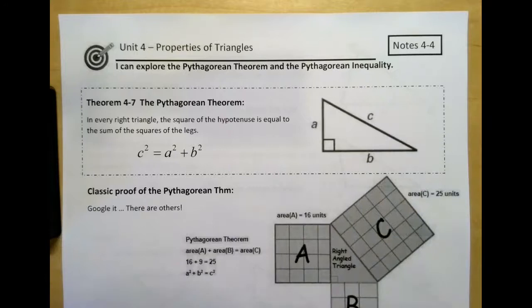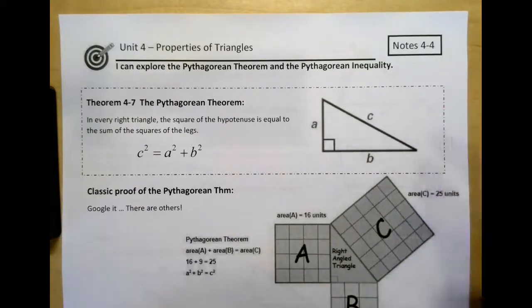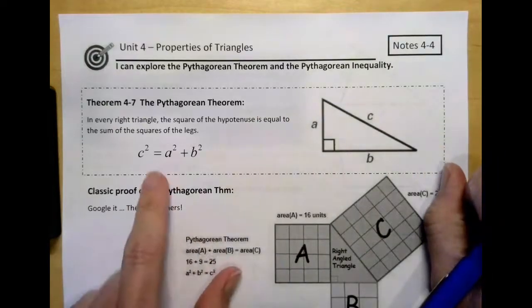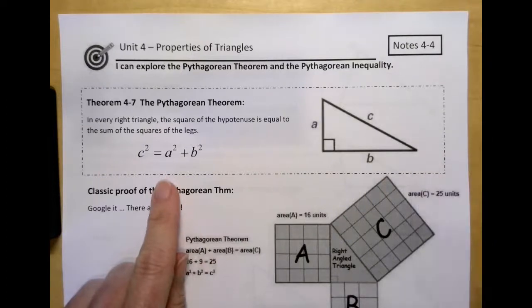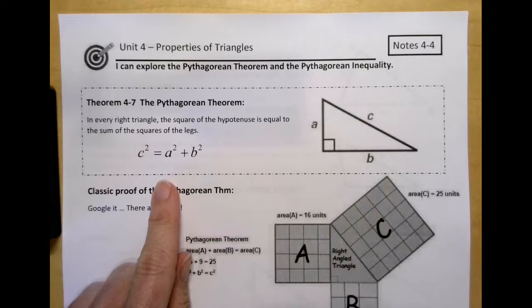Hey everybody, here's the notes for the fourth section of Unit 4. This is about the Pythagorean theorem, which I know that you've seen before. We talked about this with distance. But we're going to talk about some Pythagorean inequalities too today, which is maybe something new for you.